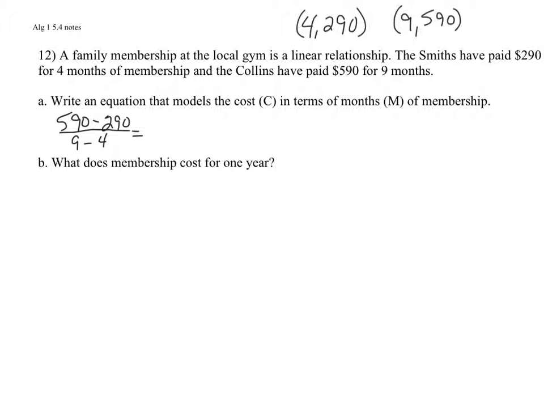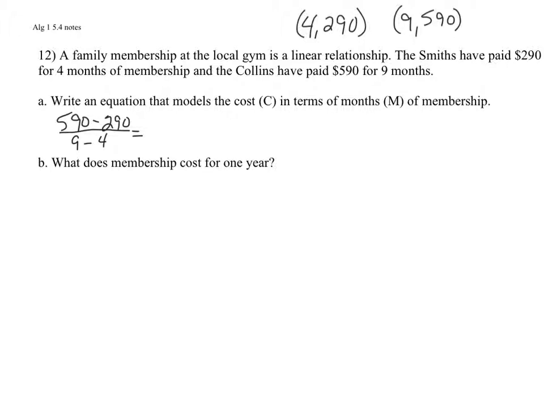Number 12 says, a family membership at a local gym is a linear relationship. The Smiths have paid $290 for 4 months of membership, and the Collins have paid $590 for 9 months of membership. Write an equation that models the cost, C, in terms of months of membership. So, folks, this is basically 2 points on a linear graph.